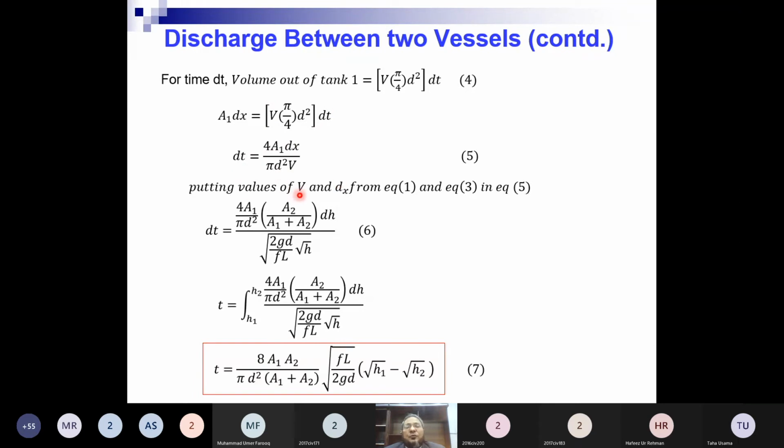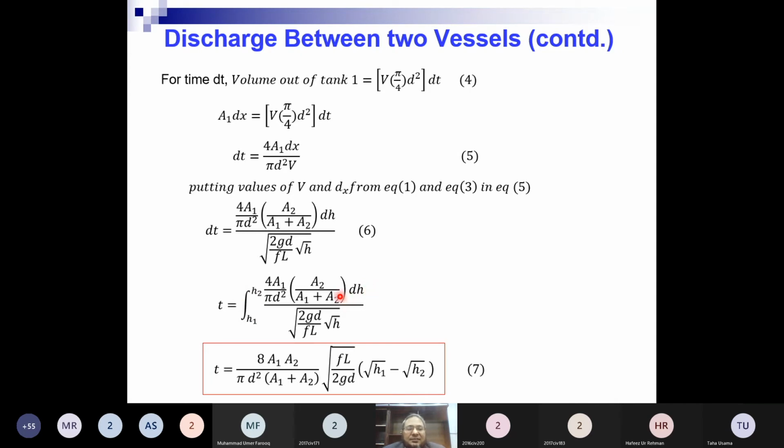Now putting value of v and dx from equation 1 and equation 3 in equation 5. इस equation 5 में ये दो वैल्यूज v और dx की डालें तो equation 6 आ गई dt is equal to that. अब dt डेरिवेटिव है, उससे जान छुड़ाने के लिए we have to do the integration. So जब हमने इंटीग्रेशन की तो ये टाइम आ गया, emptying time, that is equal to integral with limits h1 to h2 and this whole into dh.